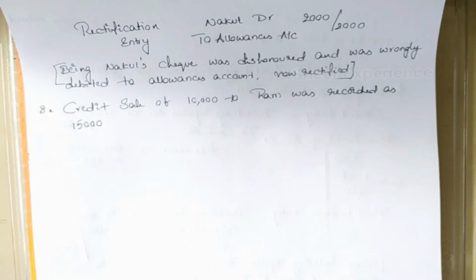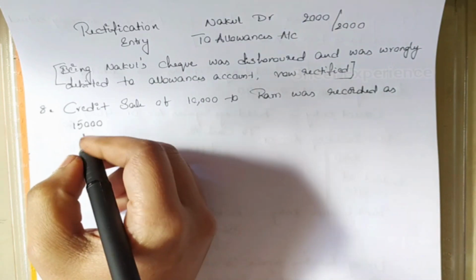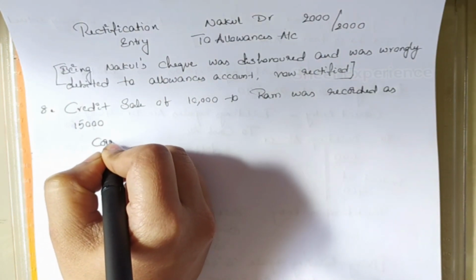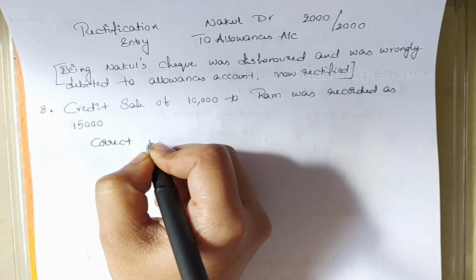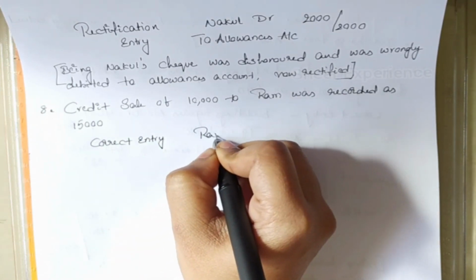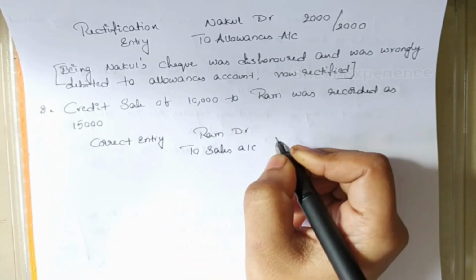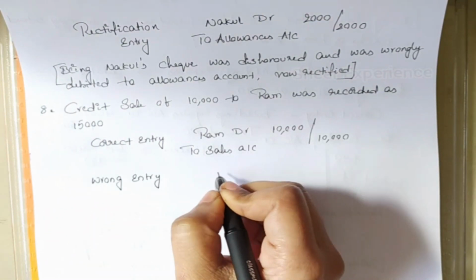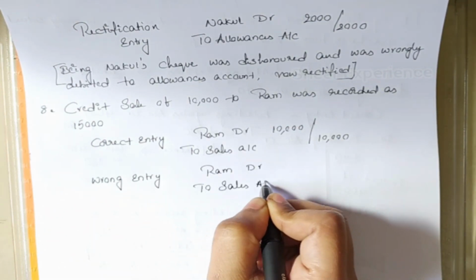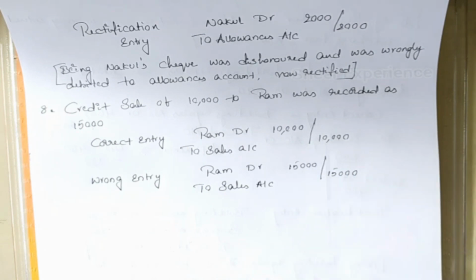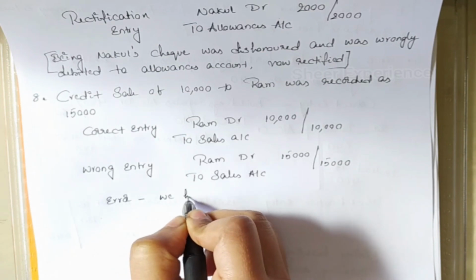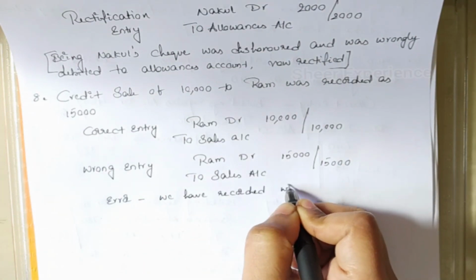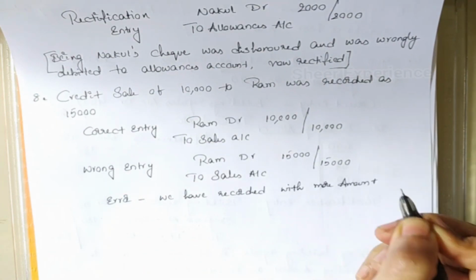Next error is credit sale of 10,000 to Ram was recorded as 15,000. Whenever we sell goods on credit basis, a correct entry is Ram debtor to sales account. Amount is 10,000. But the wrong entry as per the error is Ram debtor to sales account. Amount is 15,000. Instead of 10,000, they have recorded 15,000. Here we have recorded with the more amount.